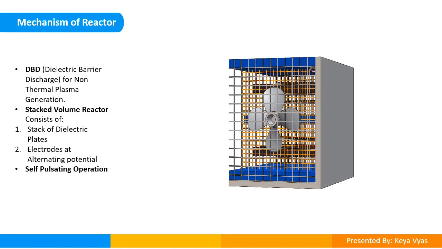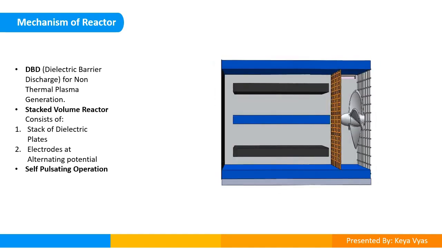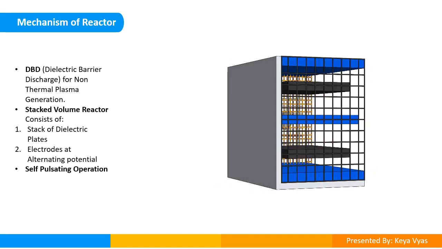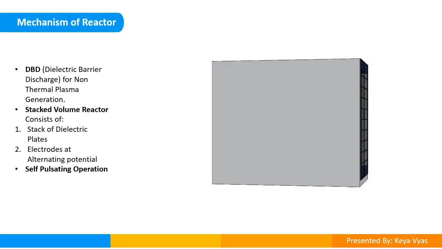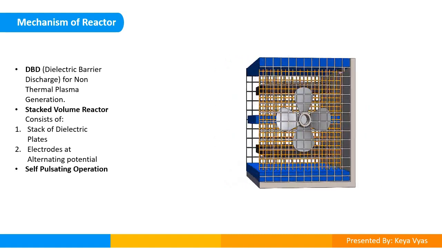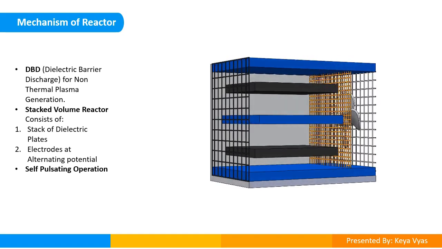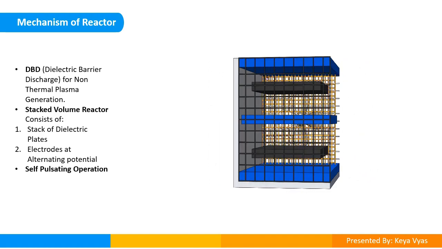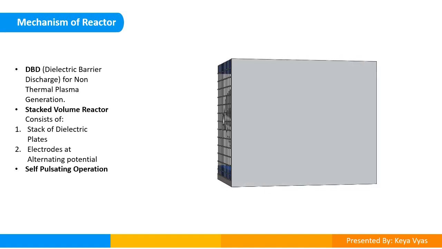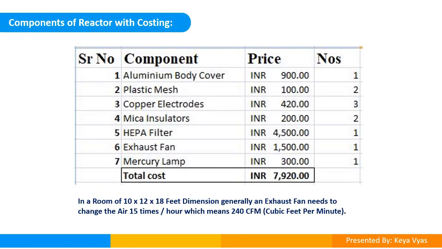Working mechanism. Here, for the electric discharge method, we have utilized DBD, dielectric barrier discharge, for non-thermal plasma generation. The configuration used here is a stacked volume reactor, which consists of a stack of dielectric plates and electrodes at alternating potential. Metal plates or grids can be used, and spacers of dielectric material are adjusted at desired gap distances in the mm range. DBD in a configuration with insulating materials between electrodes is responsible for self-pulsating operation. Here are the components and costing of the reactor.